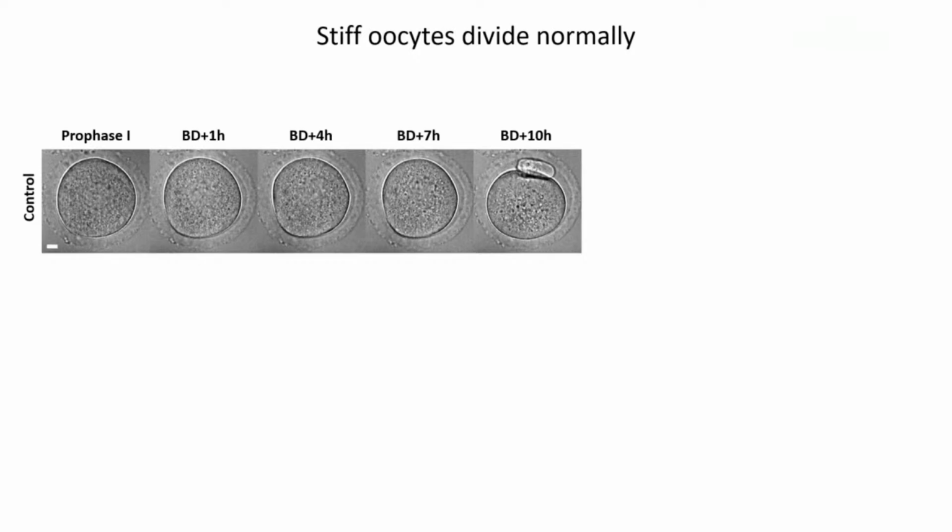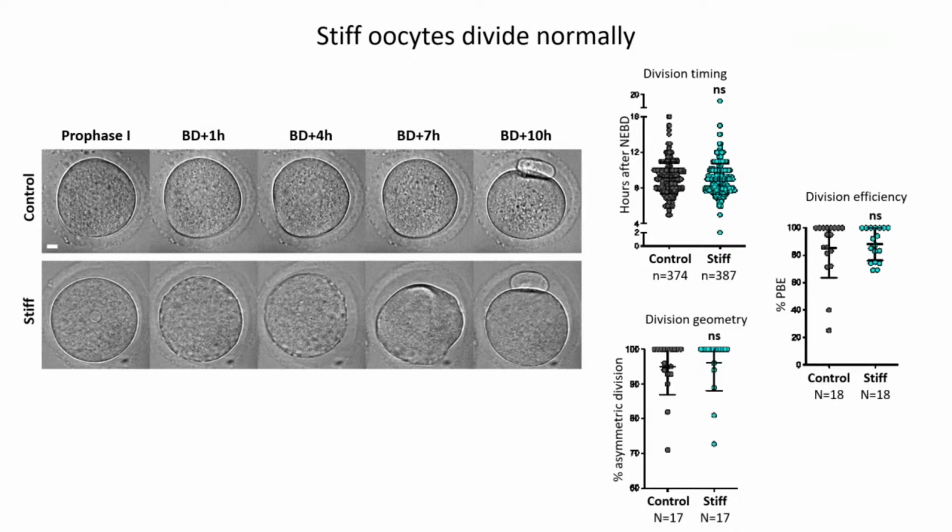So this is a control oocyte. Oocytes are still in prophase, so the nucleus would be here, and you can barely see it. The nuclear envelope breakdown will occur. A spindle will form during these 4 hours after nuclear envelope breakdown. Then this spindle will migrate during this period of time, leading to this asymmetric division in size at anaphase. In stiff oocytes, everything occurs normally. The division timing is comparable to controls, the division geometry as well, with asymmetric division in size, and the division efficiency is also comparable to control. However, if you look at the cortex here, it seems a bit different from that of the control oocyte.